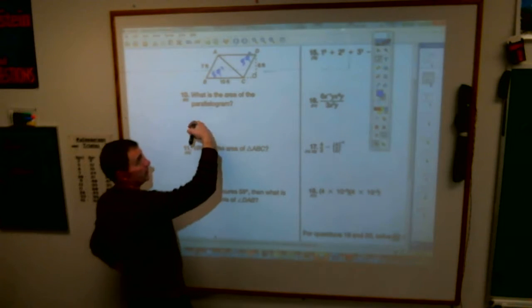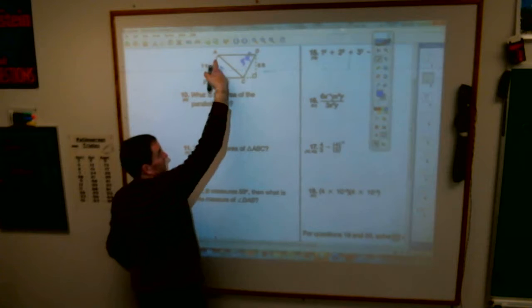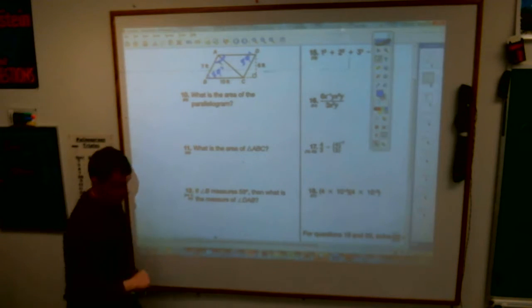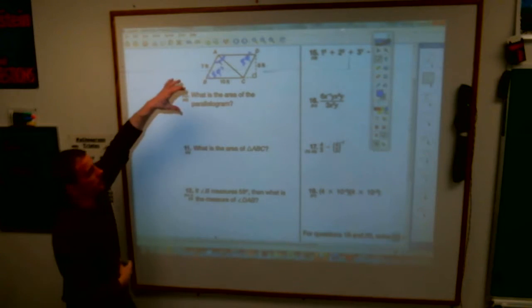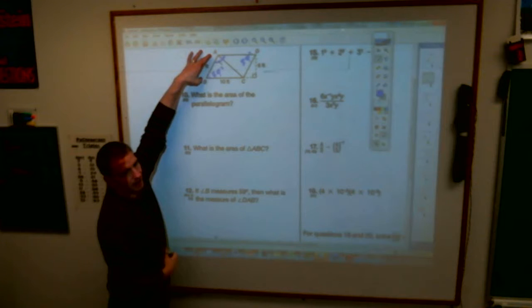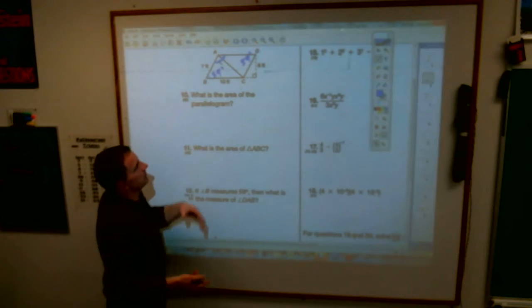What do we know about what we call adjacent angles, which means angles that are right next to each other? Angle B and that big angle A. I remember talking about this in the pretest. Tyler McCoy, what do I know about adjacent angles? Yeah, they add up to 180 degrees.